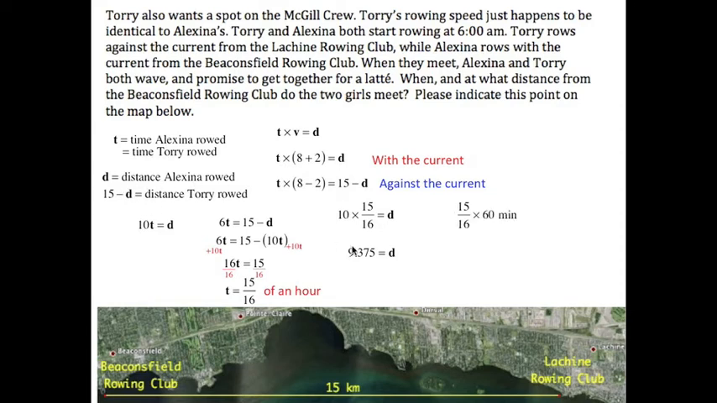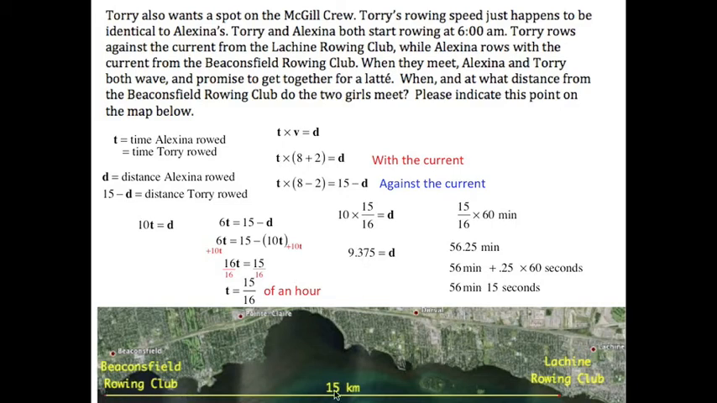Okay, so then to figure out how many minutes we have, that fraction of 60 minutes, which is that fraction of an hour. So 15/16 times 60 is going to give us 56.25 minutes. Now that 0.25 minutes, that's a quarter of 60 seconds, which is 15 seconds. So it's 56 minutes, 15 seconds. Okay, so the next part is we know that she traveled 9.375 kilometers from this point.